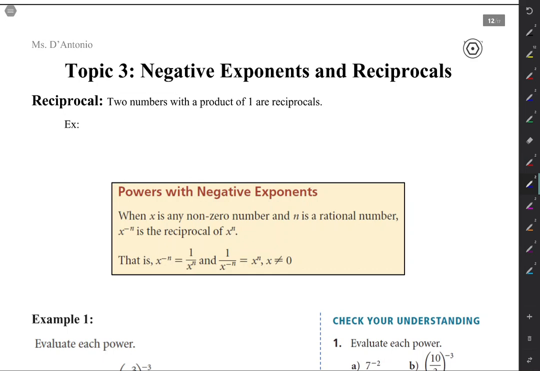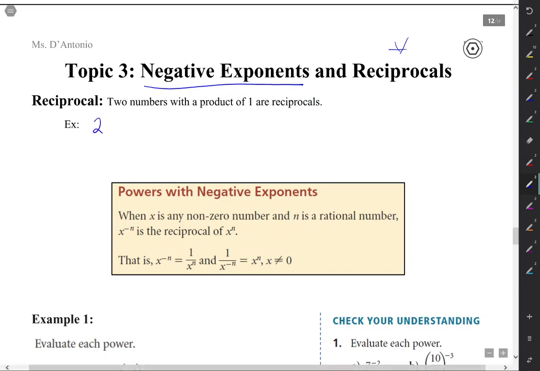In topic 3, we are going to be introduced to negative exponents. And the main thing we have to know about negative exponents is what a reciprocal is. So let's look here. A reciprocal is two numbers with a product of 1, meaning when we multiply the two numbers, it equals 1. And it's really easy for us to get the reciprocal of a number.